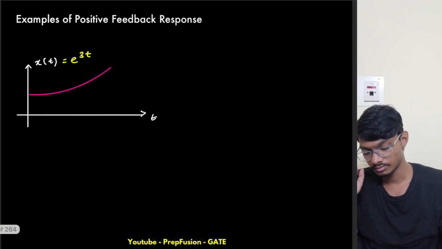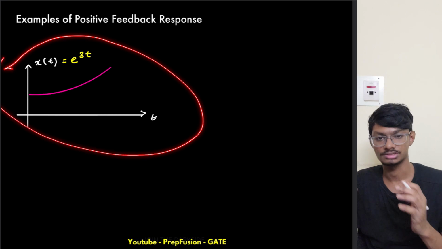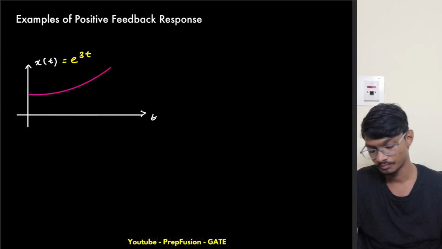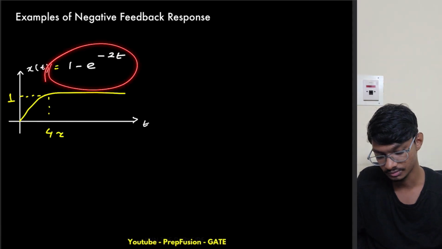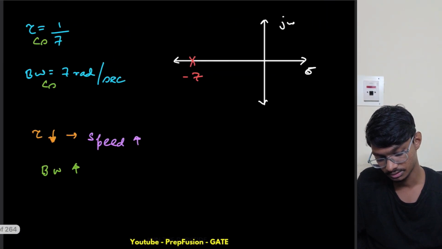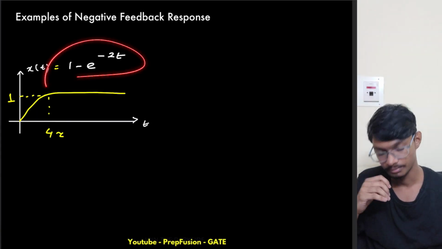So what will positive feedback do? It will take a stable signal and make it an unstable signal like this. This was for that response only. The transfer function was this only, but it made it more unstable.